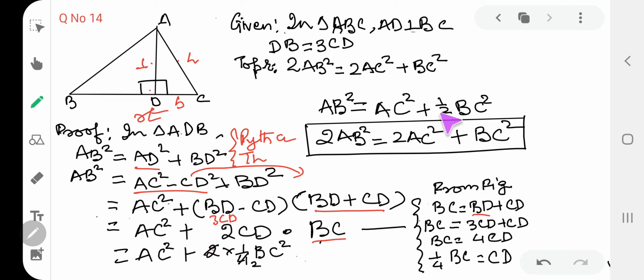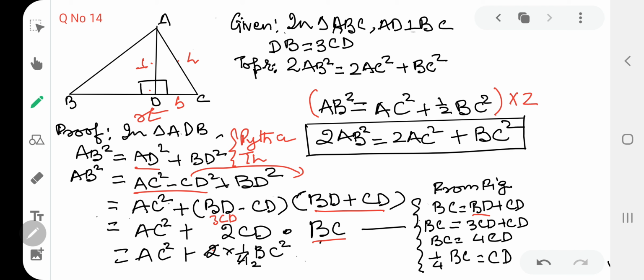Now to remove the denominator, what will you do? You will multiply the whole equation by 2. So when you multiply the whole equation on both sides by 2, it will become twice AB square is equal to twice AC square plus BC square.